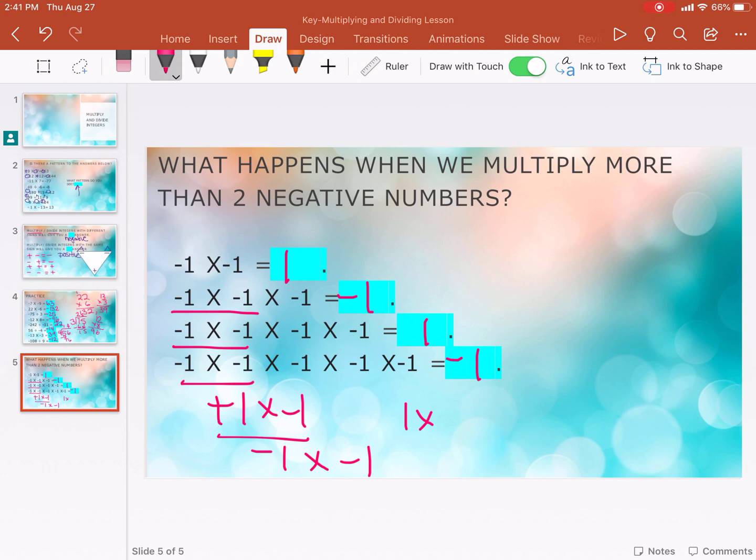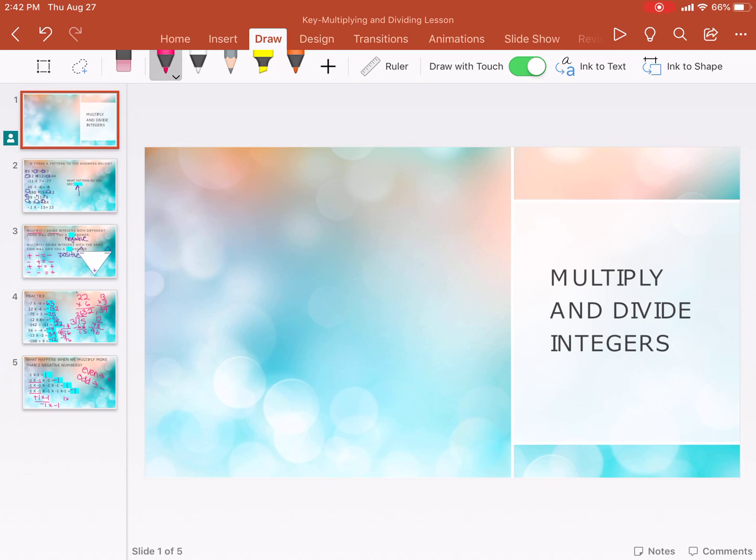So if you look, this first one is 2 negatives, the next one's 3, the next one's 4, and the next one's 5. So does anyone see a rule? If there's an even number of negatives, it is positive. If it is an odd number of negatives, it is negative. Okay. Go ahead and make sure you have all the notes filled in and come ask us if you have any questions.